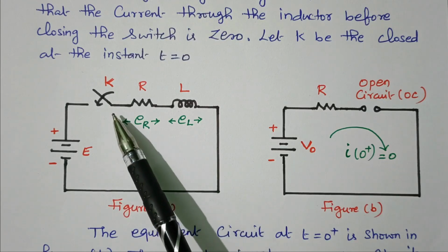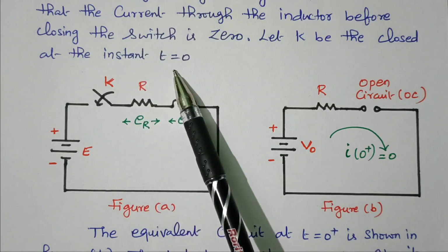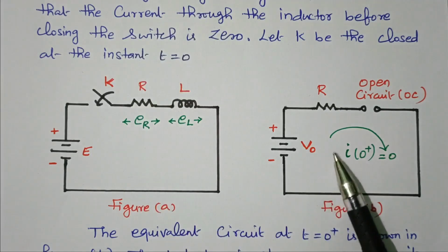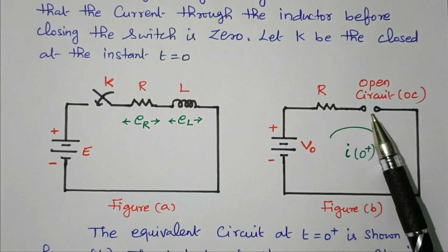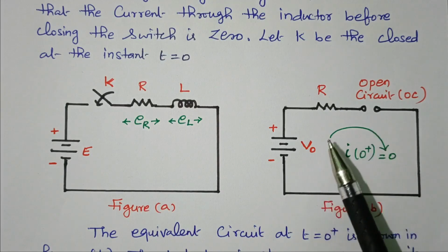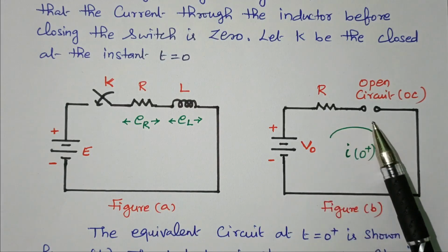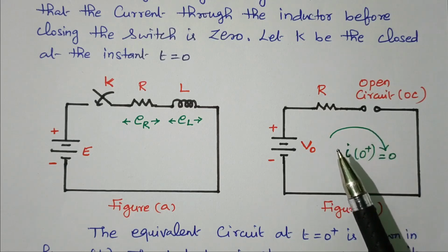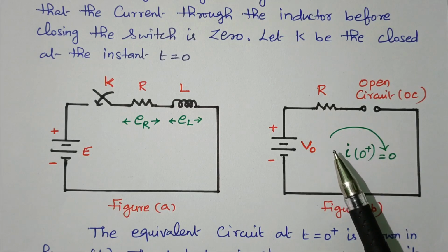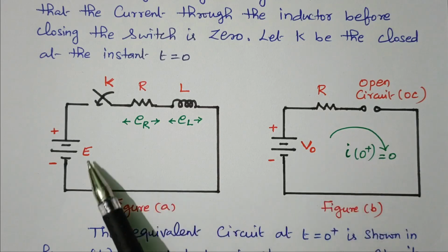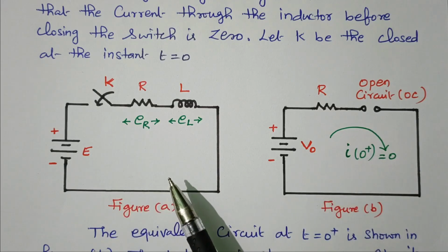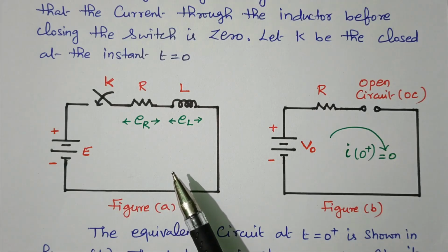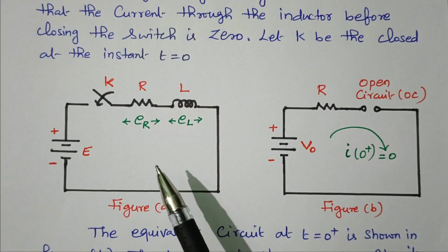Right. So after the switch is closed at t equal to 0, the circuit behaves like this. The inductor acts as an open circuit. This is a voltage source, resistor, and the inductor acts as an open circuit. Right. Now, in order to find the time response, we need to apply the KVL, Kirchhoff's voltage law, to this circuit, and we need to find the equation.